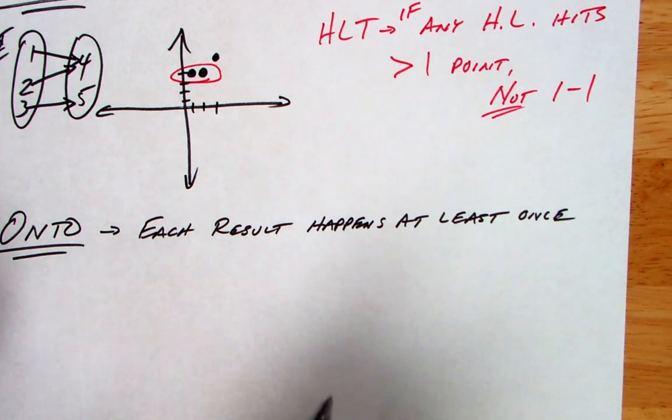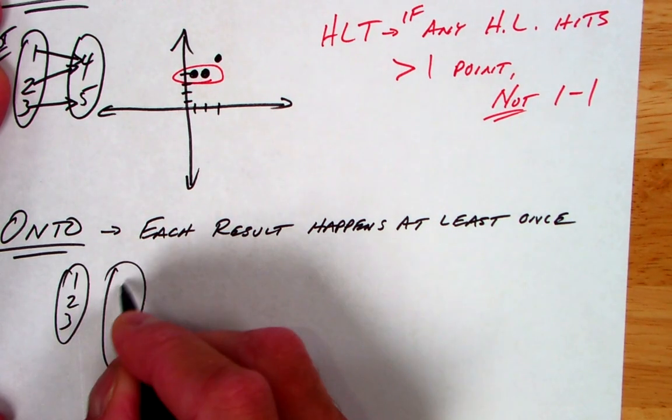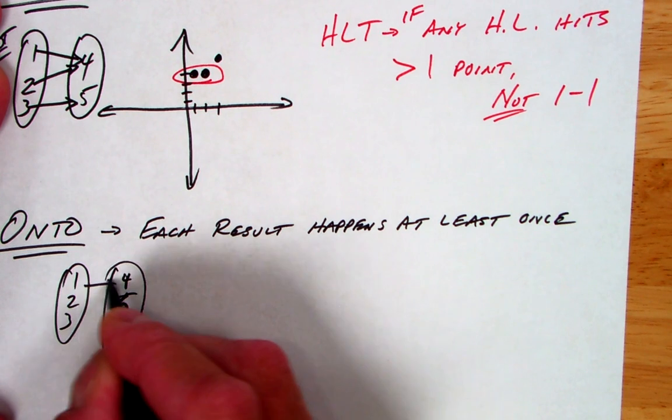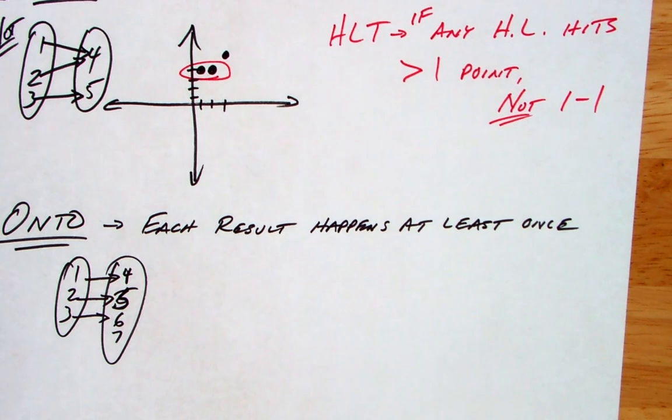So if I did it, you don't have to draw this little goofy mapping diagram, but if I did 1, 2, 3, and then 4, 5, 6, 7. Sorry, it's so sloppy. Is that onto? No, the result of 7 never happens. Seven's all by his lonesome. That one is not onto.